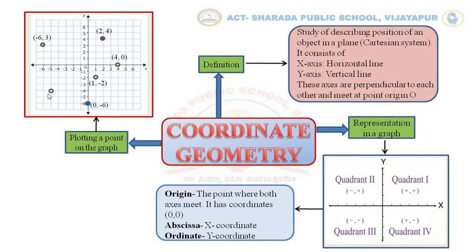The last point is minus 5 units on the x-axis and minus 4 units on the y-axis. So the coordinates of this point are minus 5, minus 4. In this way, we can plot any point on the graph, or in other words, we can find the coordinates of any point located on the Cartesian plane.